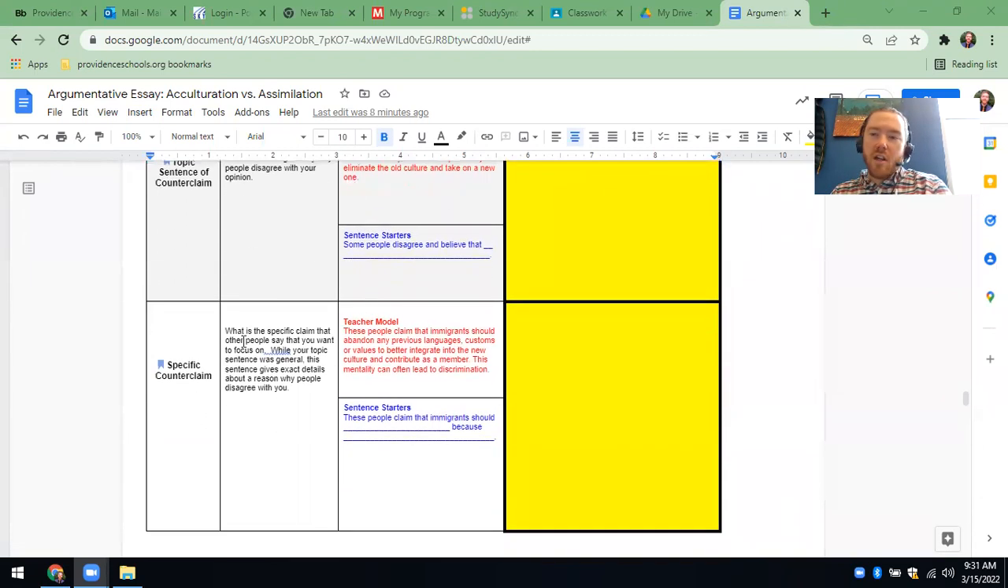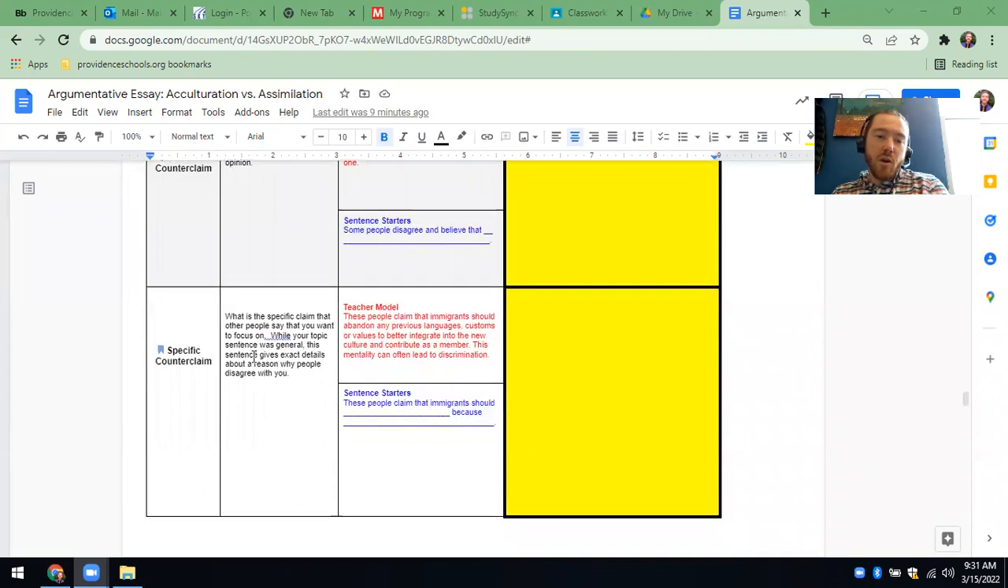Okay, and then we're getting a specific claim from the opposite perspective. These people claim that immigrants should abandon any previous languages, customs, or values to better integrate into the new culture and contribute as a member. This mentality can often lead to discrimination. I took two sentences here, but that's at your discretion. If you ever need an extra sentence, you can always take it. So I've given a specific detail as to why people disagree with me.